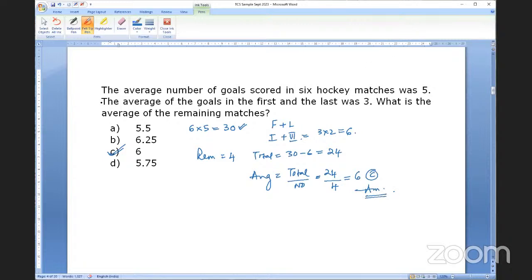The very common mistake is, please read this word carefully. The average is given. If you somehow are not able to read this word, then if you do 30 minus 3 and then you divide by 4, that will be 27 by 4. There you get 6.25. Mind it, 6.25 is also there in the options, but that is not the correct answer. Average of the first and the last is 3. That means total of first and last is 6. 30 minus 6 will be 24. That needs to be divided by the remaining number of matches. So the correct answer would be 6 and not 6.25.